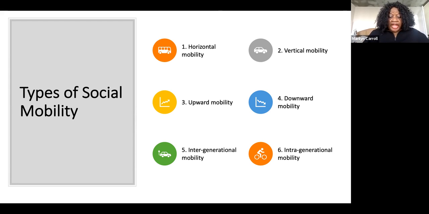And then we have intragenerational mobility. That occurs during the lifespan of a single generation, when that generation is moving throughout things. We've had so many generations right now. We have the boomers, we have the X's, we have the Generation Z, the millennial generation. We have so many generations that are out there, and we see different things happening.